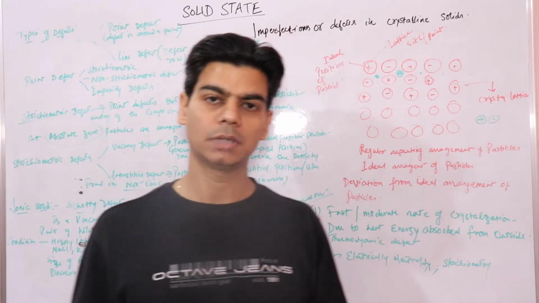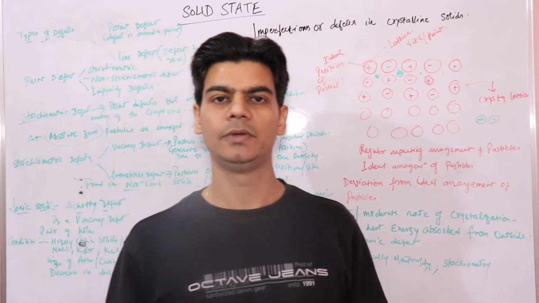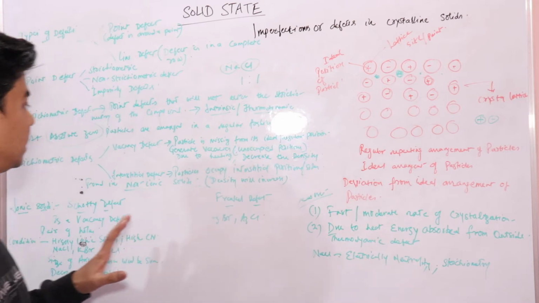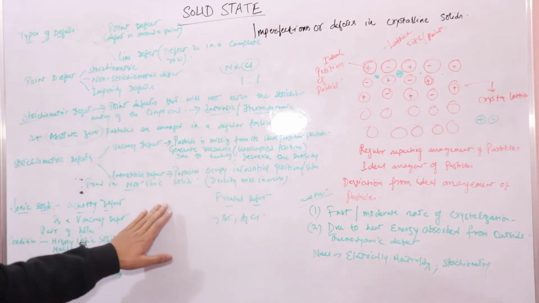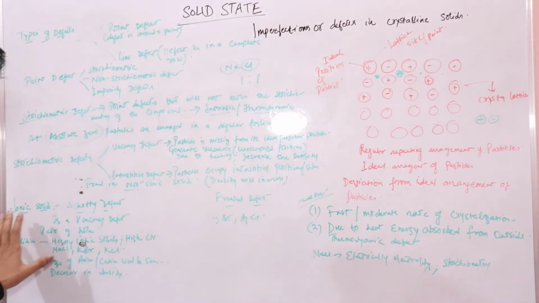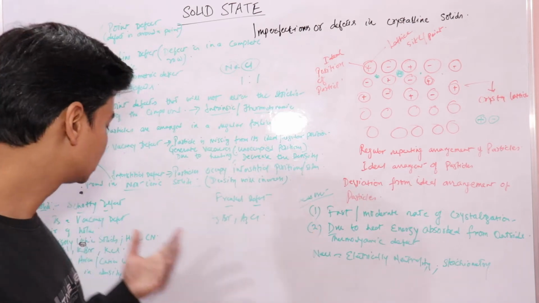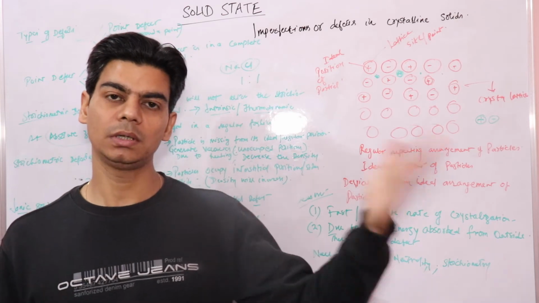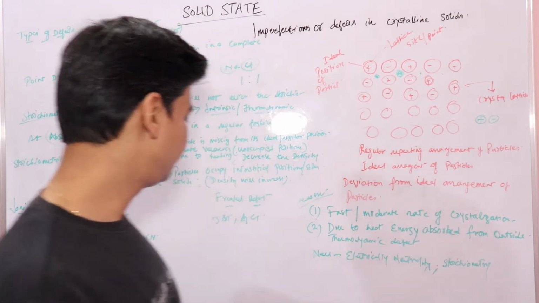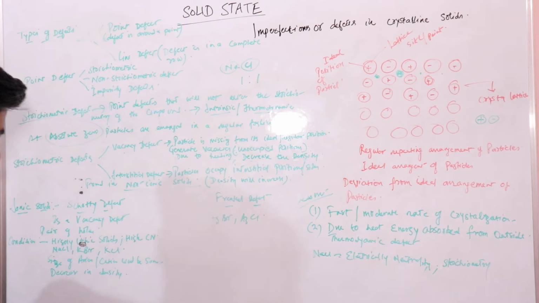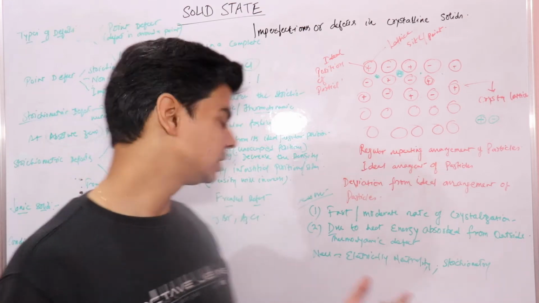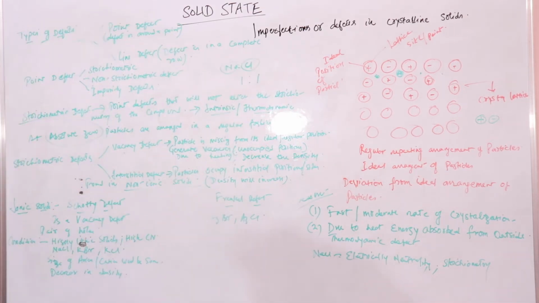This lecture is in continuation to our previous lecture wherein we were discussing defects in crystals. We discussed vacancy defect, interstitial defect, and we also talked a little about Schottky defect and Frenkel defect, right? Now in this video lecture we would be talking more about Schottky defect and Frenkel defect. Schottky and Frenkel are the names of the scientists who discovered these defects, right?